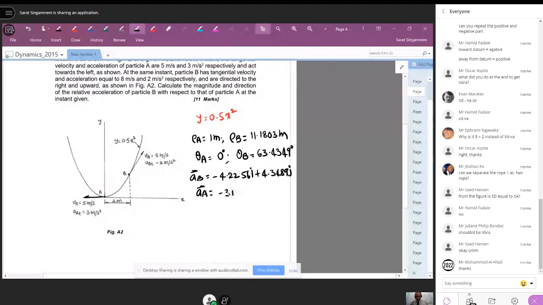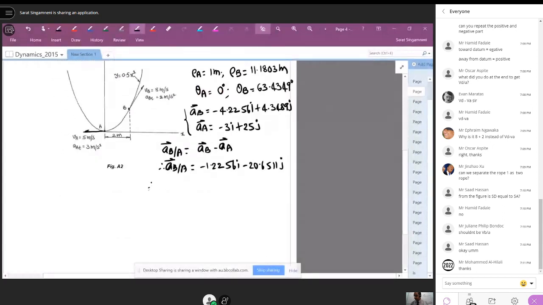And acceleration of A will be simple, minus 3i plus 25j. Once you get there, the relative acceleration of B with respect to A is equal to acceleration B minus acceleration A. When you do that, you will find a_B/A as equal to minus 1.2256i minus 20.6511j, and the magnitude of that is equal to 20.6874 meter per second square.